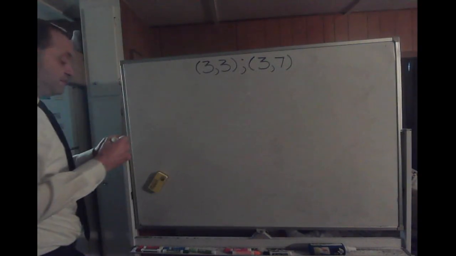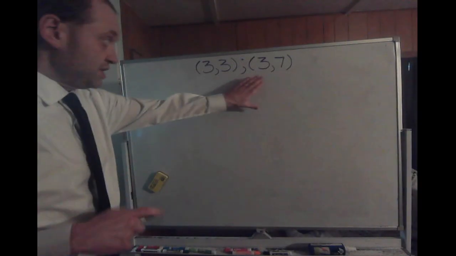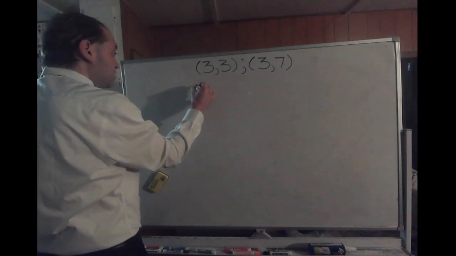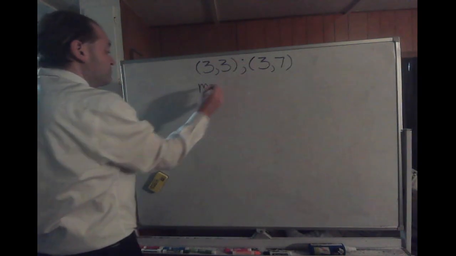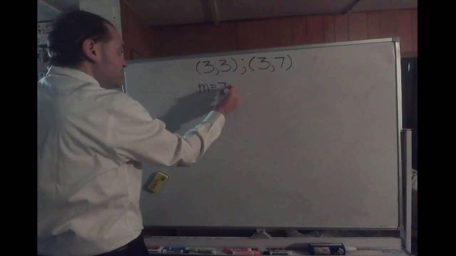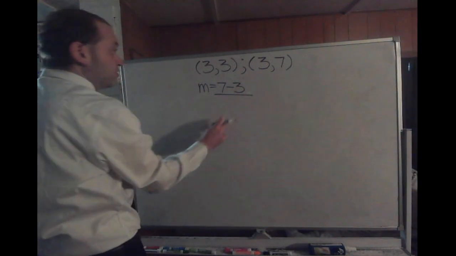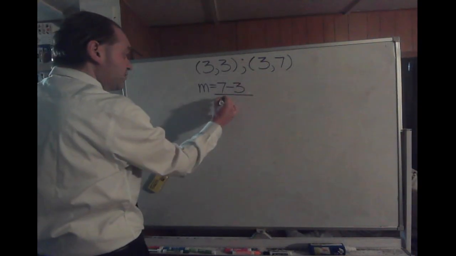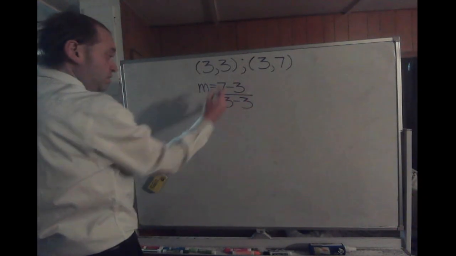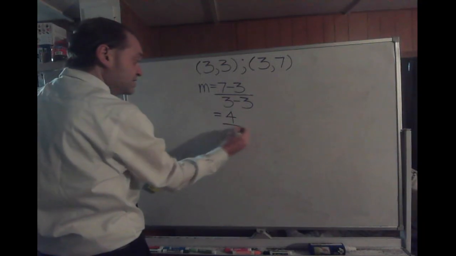Okay, so we have to find the slope of the line that goes through the points (3, 3) and (3, 7). Of course, you take your second y-coordinate of 7 minus your first y-coordinate of 3, divided by your second x-coordinate of 3 minus your first x-coordinate of 3. Well, 7 minus 3 is 4, and 3 minus 3 is 0.